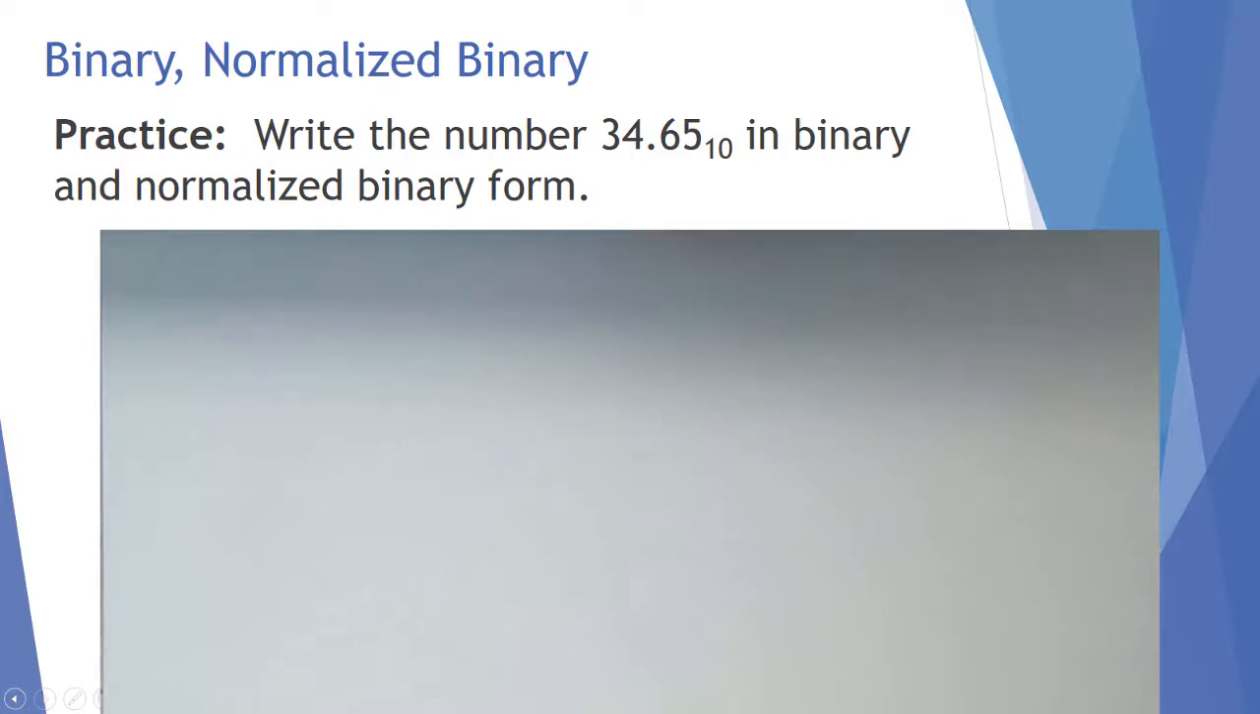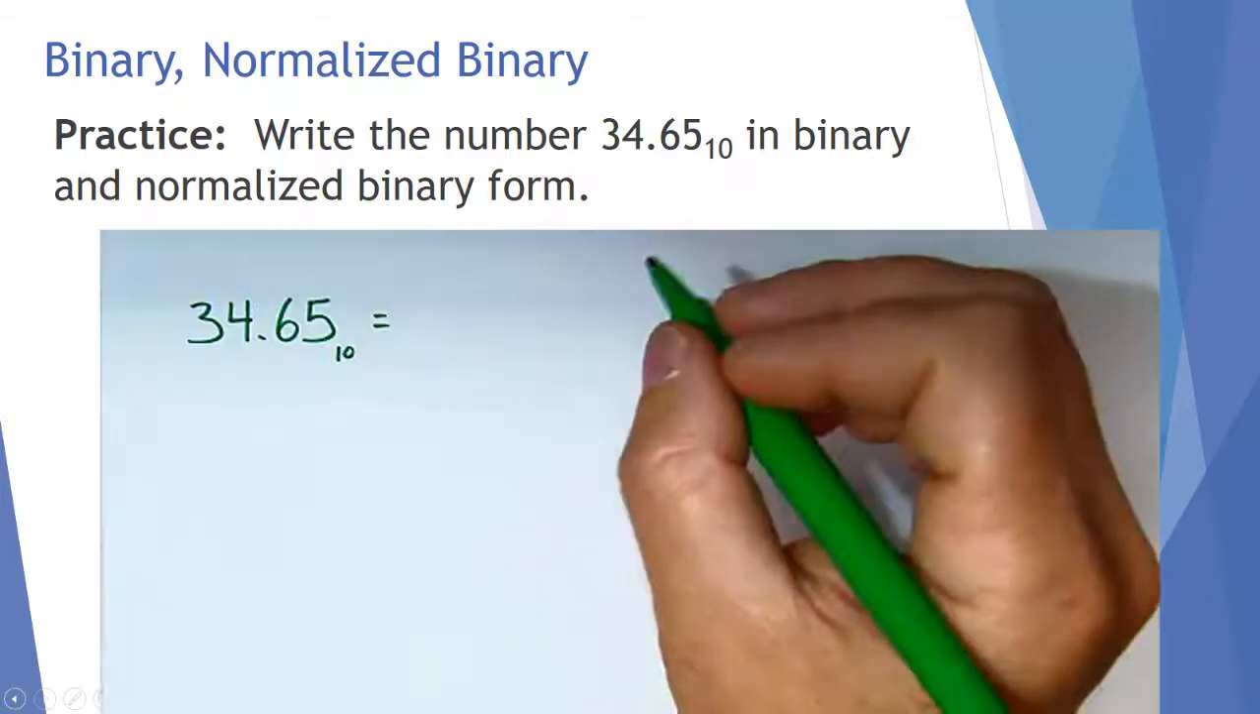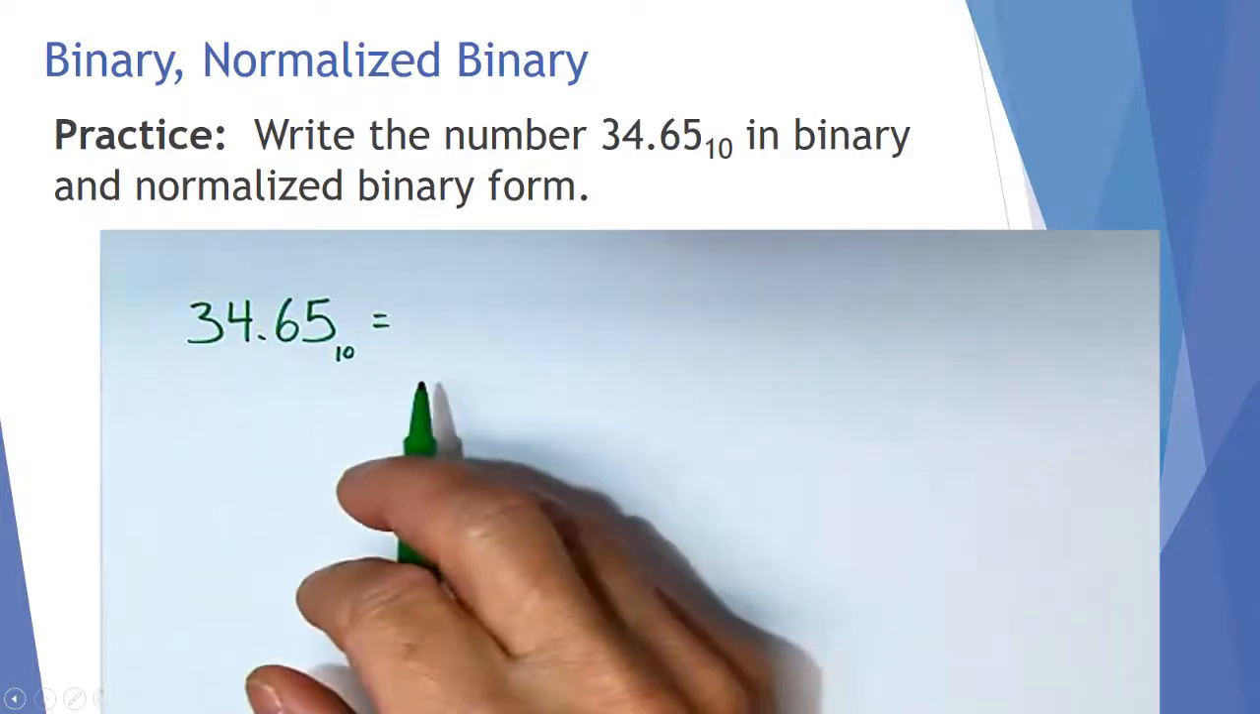Now I want you to pause the video, take a piece of scratch paper and your calculator, and convert 34.65 base 10 into binary and normalized binary form. Okay, here we go. We're going to start by turning this into binary.